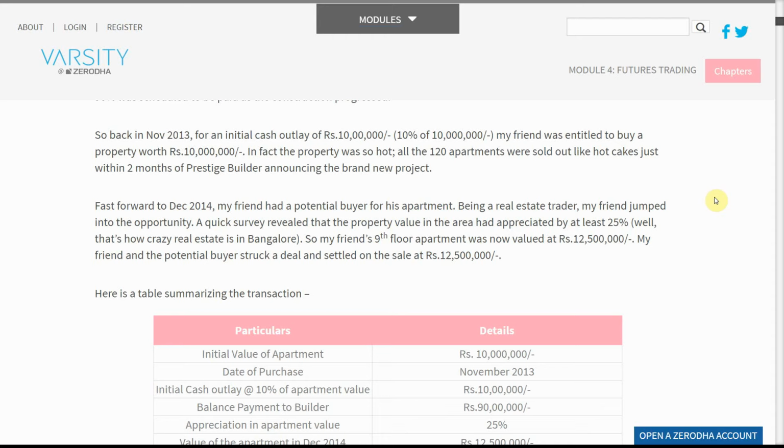Well, that's how crazy real estate is in Bangalore. So my friend's 9th floor apartment was now valued at 12,500,000 rupees. My friend and the potential buyer struck a deal and settled on the sale at 12,500,000 rupees.